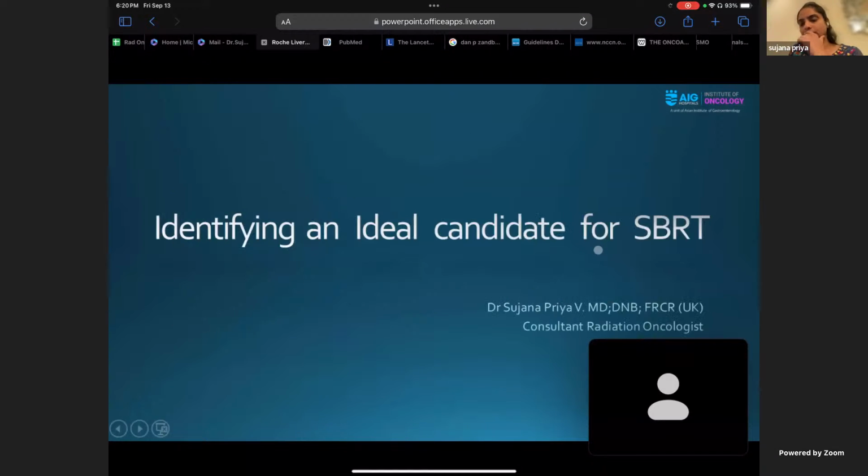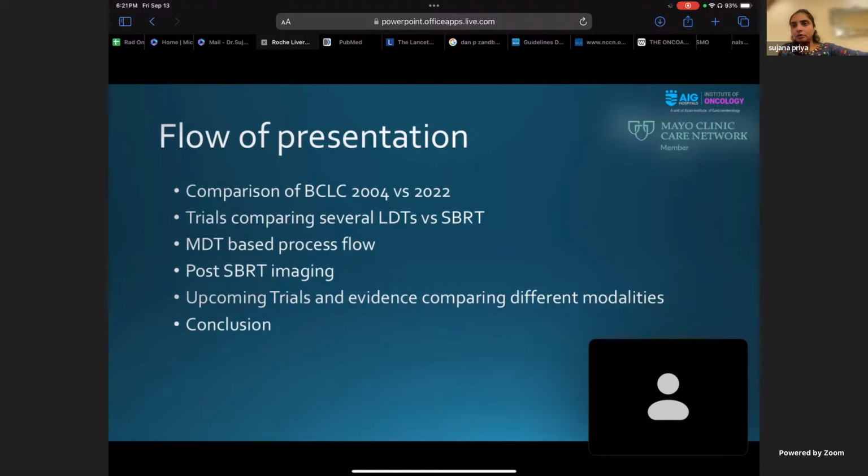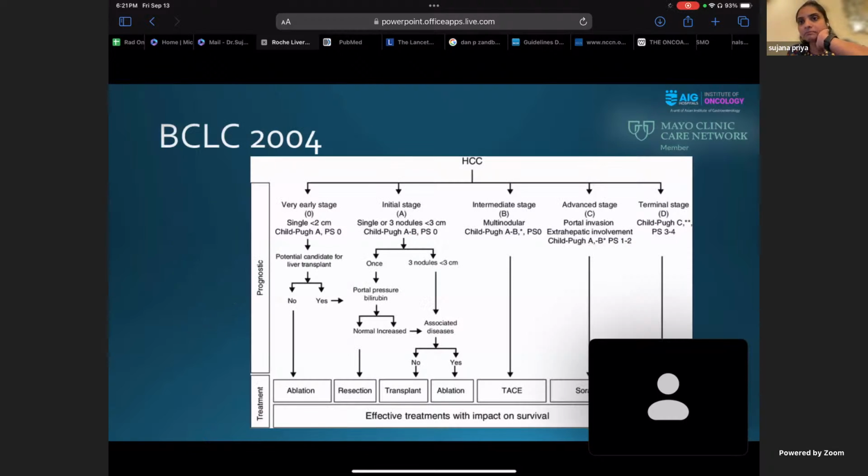Hello everyone. My name is Dr. Sujana. So today I'll be talking about how to identify an ideal candidate for SBRT. My flow of presentation will go like this. I'll be talking about a comparison of BCLC 2004 versus 2022, trials comparing several liver-directed treatments versus SBRT, the MDT-based process flow, post-SBRT imaging, upcoming trials and evidence comparing different modalities, and conclusion.